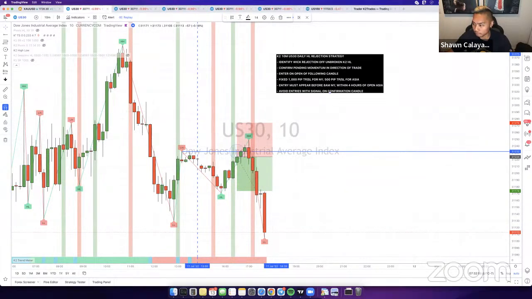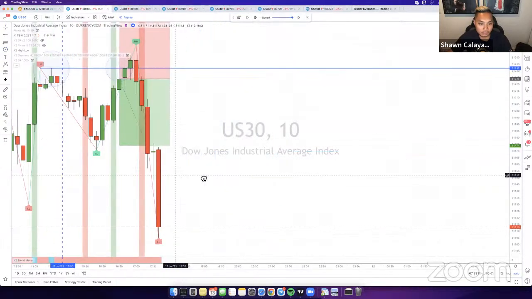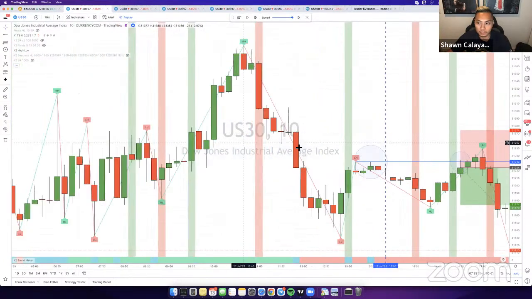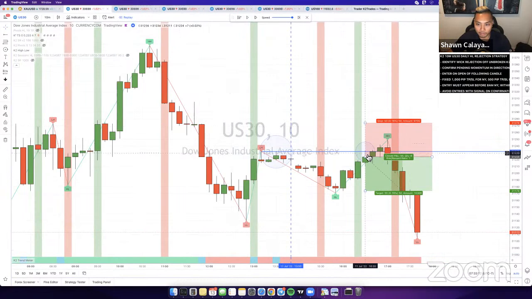E's asking, would it be valid since it tapped previously? So that's fine. It's okay if it tests it. You just don't want it to break it. So sometimes you'll see it get really close and you just zoom in a little bit and you're like, okay, it didn't actually break above it. So that's fine. You just want to make sure it hasn't broken it like that.